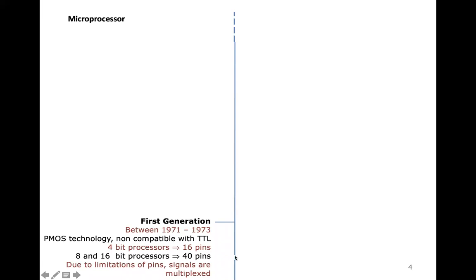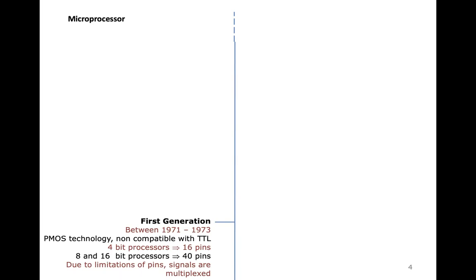This is the Intel processor. This is the 4-bit microprocessor. Microprocessor IC number Intel 4004. Note this: Intel 4004. This is the 4-bit microprocessor.